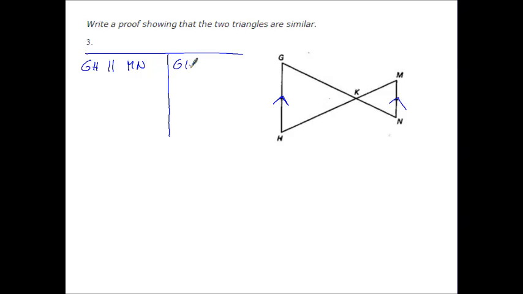This was actually given. Looking at our diagram with two lines crossing each other, we see that we have two vertical angles, and remember, vertical angles are congruent. We cannot just use K to name both angles because they're not the same. So let's be more specific. Angle GKH is congruent to angle MKN, and that is because they are vertical angles.